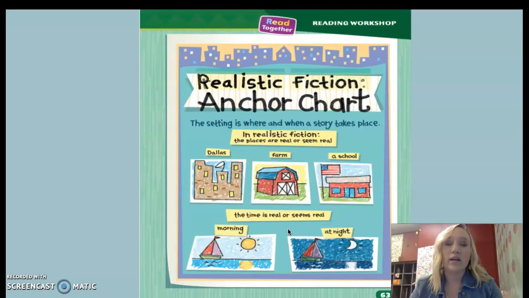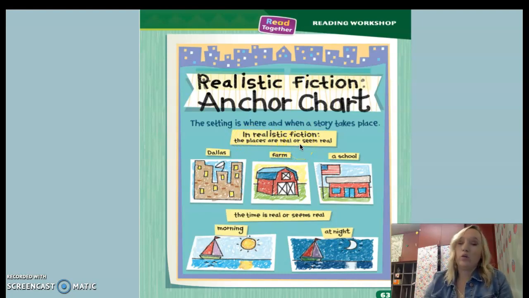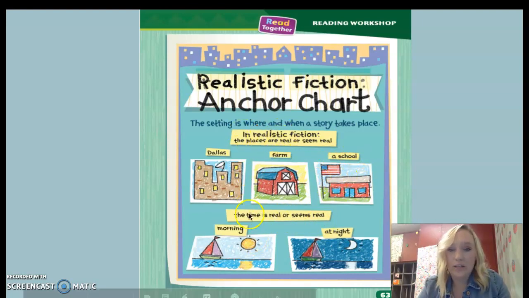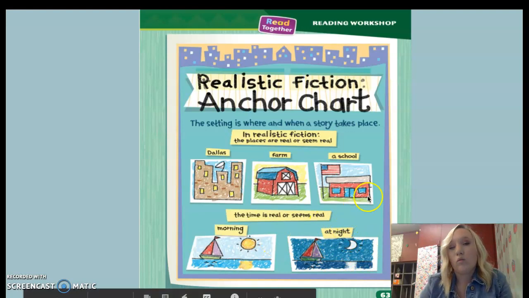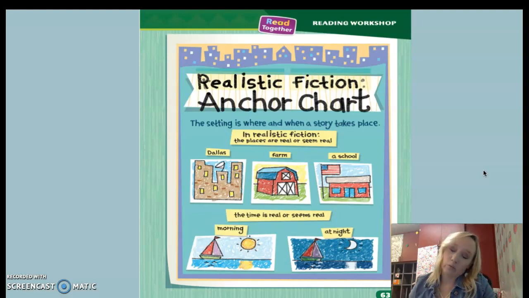Okay, let's look at our anchor chart for realistic fiction. So here's another example. The setting is where and when a story takes place. In realistic fiction, the places are real or they seem like they're real. So they could be a real place. For example, here's a picture. This is the city of Dallas. Here's a farm. These are places that could be real or seem real. What is this a picture of? A school. The time is real or seems real. So this is about the place, and then this is also talking about the time. So the morning time, like during the daylight in the morning, or at nighttime. So realistic fiction are made up stories, but the things that happen in the story can happen in real life.